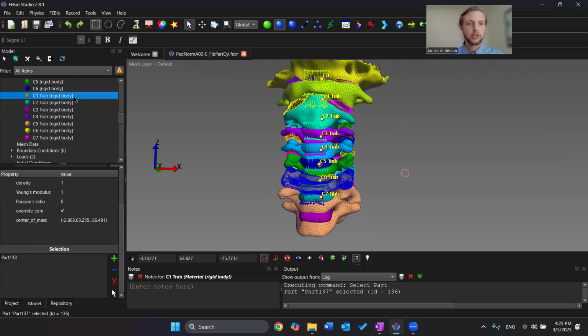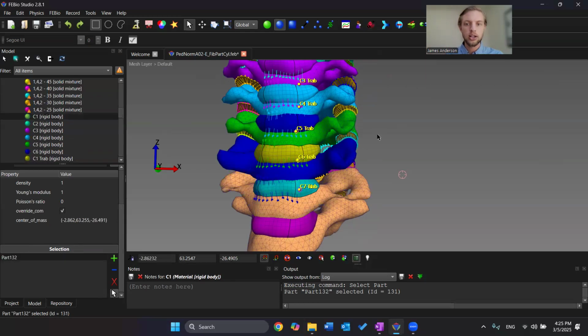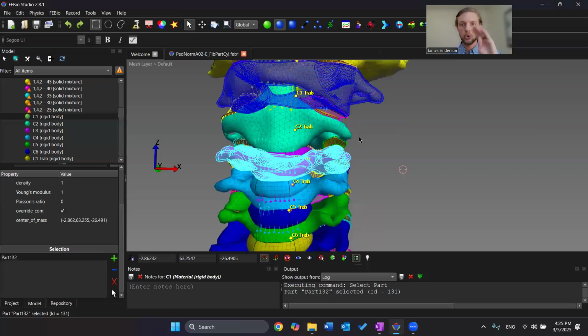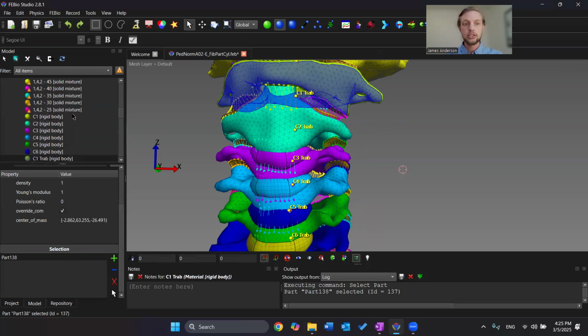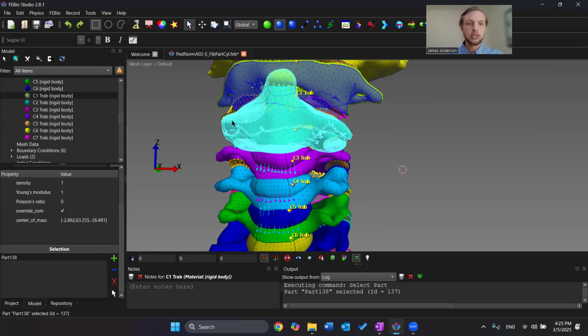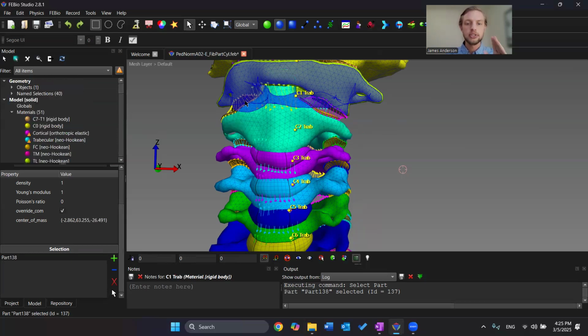And then we also have the trabecular bone. The trabecular bone is on the inside, and the cortical bone is on the outside. This C1 shows the outside or cortical part of the bone, and this shows the trabecular bone on the inside. You can see how it highlighted differently there. Okay, and that's all our materials. Our bones are rigid, and our facet cartilage and our intervertebral discs are defined more softly. And so actually, let's talk about that.